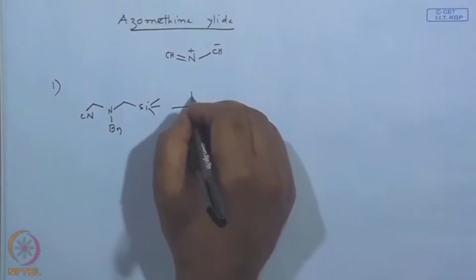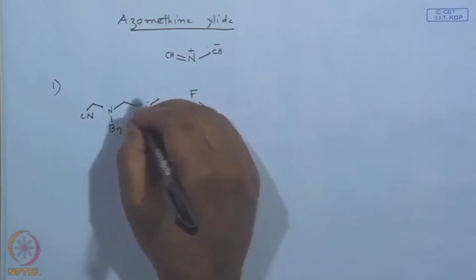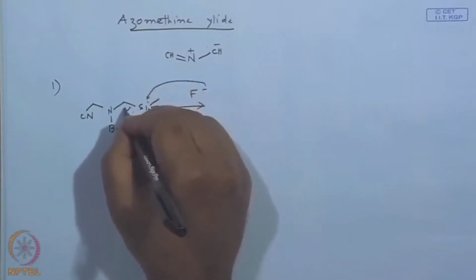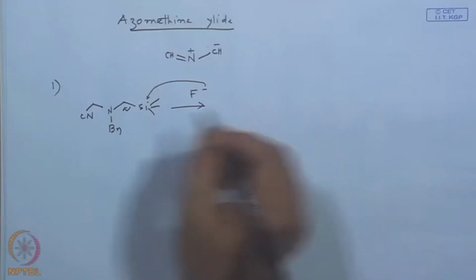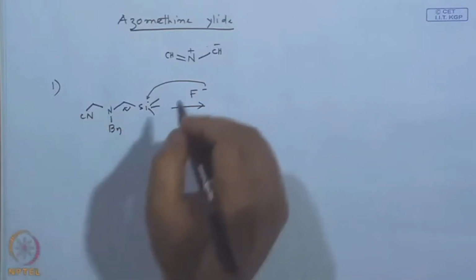Now, if you treat this with a fluoride, all of us know fluoride would attack at the silicon. So, it forms a carbanion, fine, but at the same time you have to have a driving force for releasing this cyano group. So, how do you do that?